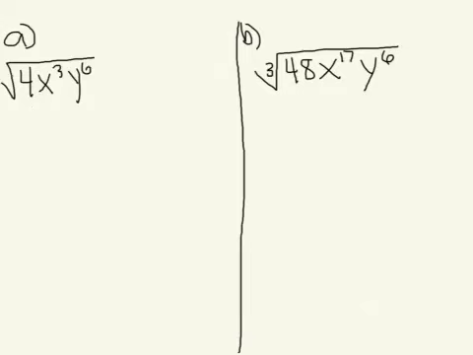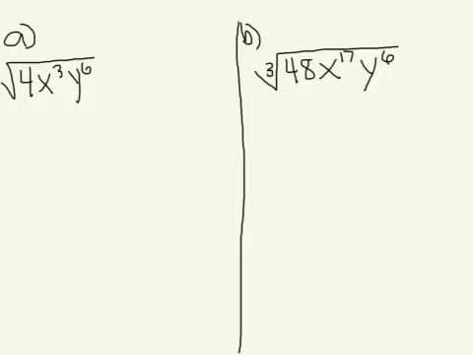In these problems, we want to simplify roots that contain both coefficients and variables with powers. We can do this by factoring the inside part, or the radicand. But before we do, I want to review a property with you.